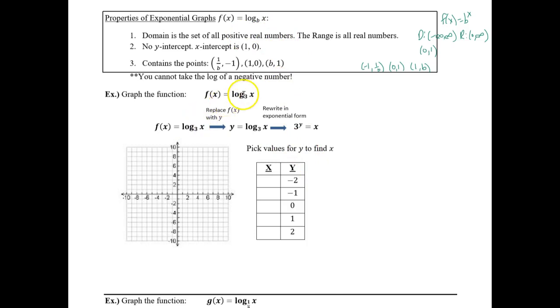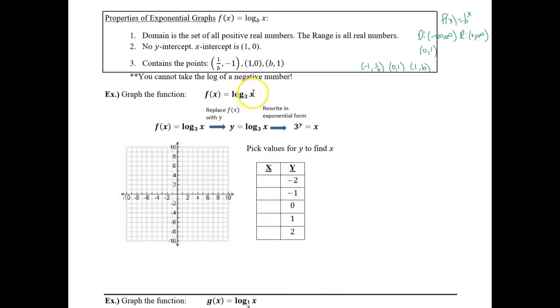So when we graph a log, such as f of x equals log base 3 of x, the first thing we're going to do is rewrite it exponentially. So we're going to replace f of x with y. F of x is the same thing as y. And then rewrite it exponentially. So log base 3, the base is going to be 3 in our exponential. Logs equal exponents. So the exponent is y, and that will equal the only thing we haven't used, the x. The reason we're going to do that is because we're going to plug in y values, and it's going to get out x values.